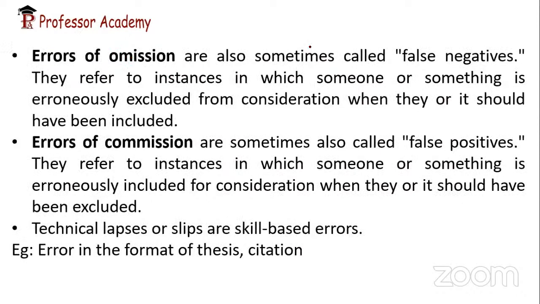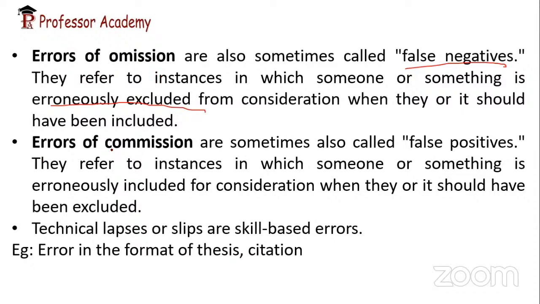Errors of omission are also sometimes called false negatives. They refer to instances in which someone or something is erroneously excluded from consideration when they should have been included. So that exclusion means the error of omission. It should be included, but accidentally or due to some reason, the particular information or the particular fact and figure was excluded. There comes the error of omission.